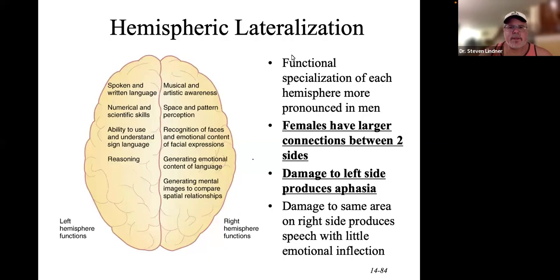Okay, class, we're looking at neurology still, and this is always a fun slide to go over because it shows what's called hemispheric lateralization. Whenever you hear the expression, oh, he or she is left brained, or I'm more of a right brained individual, let's look at what people are really implying by that.